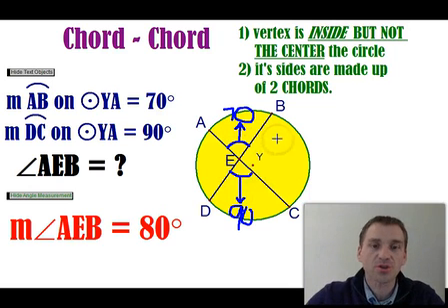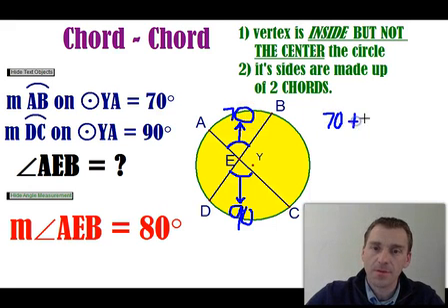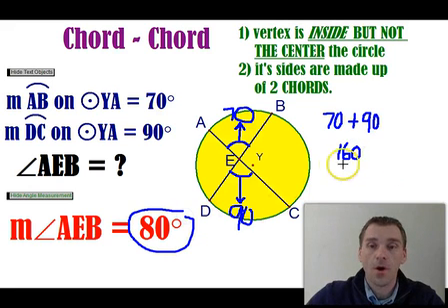So I take those two facing arcs, if you will, and what if I added them together? Let's take the sum of these two arcs. That gives me 160, but wait a minute. My answer is 80. What if I take and divide that in half? That's right. That gives you your answer of 80.